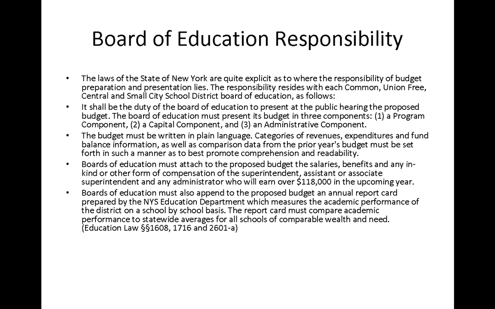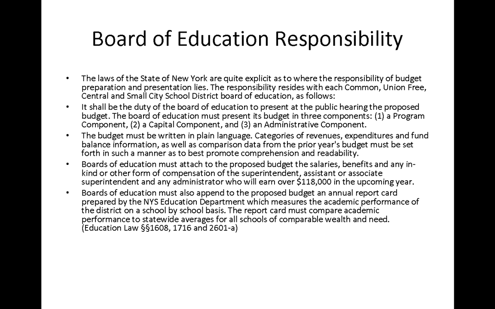This slide, again, talks about the Board of Education responsibility, and if you look down at the second bullet, it talks about there that the board must present its budget in the three component parts: program component, capital, and administrative. So as we know, that's taking our line item budget, and for the purpose of presentation, changing that line item budget into these three component parts. That is a requirement. You must do that when you're presenting your budget to the public.